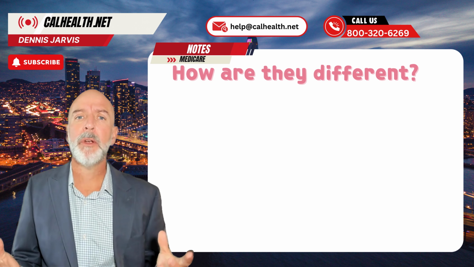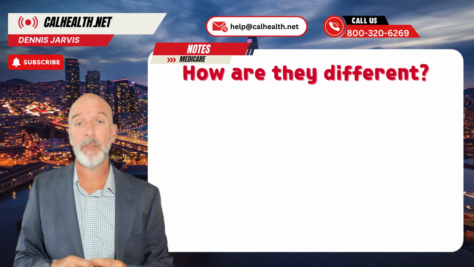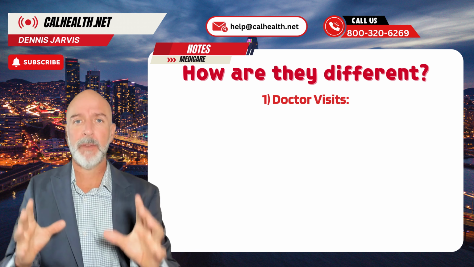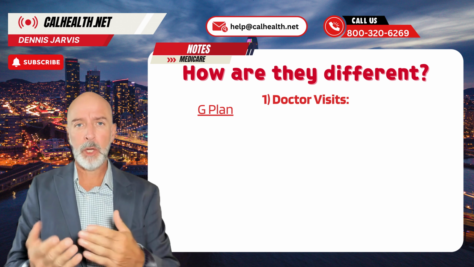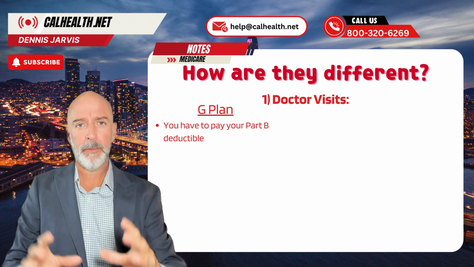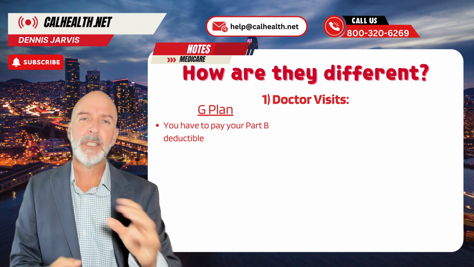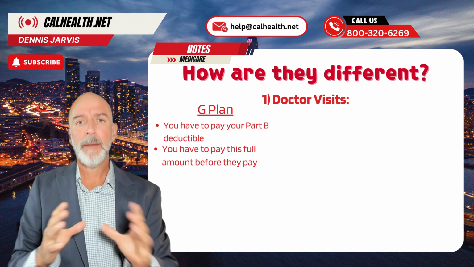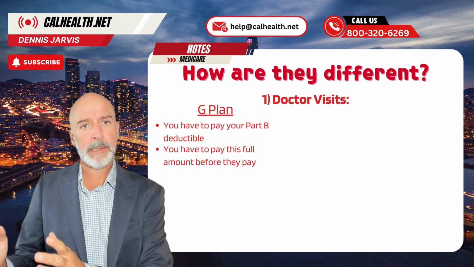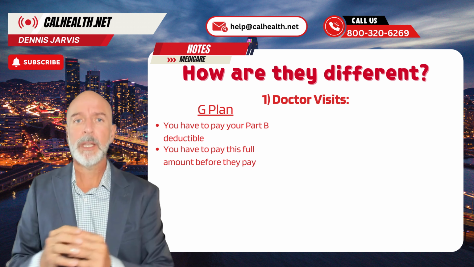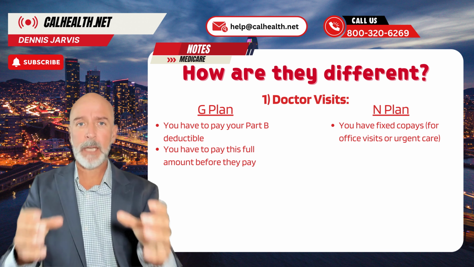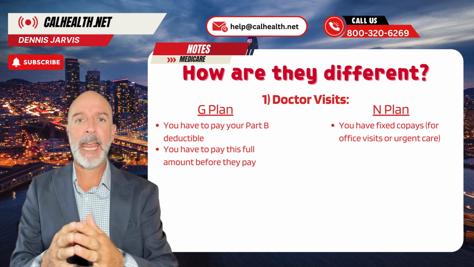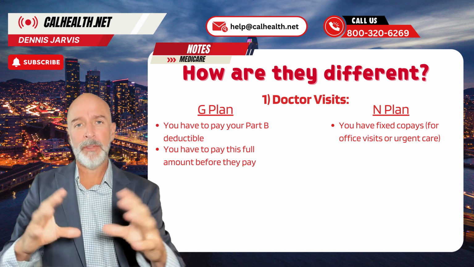Okay, now let's talk about where the N and the G Medigap plans are different, and really it comes down to two areas. The first is going to be around doctor visits. With the G plan, you have to pay your Part B deductible, that's for doctor visits, which is around $240 right now per year. That goes up a little bit each year. You have to pay that full amount, and then doctor visits are covered at 100% afterwards. With the N plan, you have fixed copays that you're going to pay for office visits or urgent care, and that's indefinite. So that's one key difference.